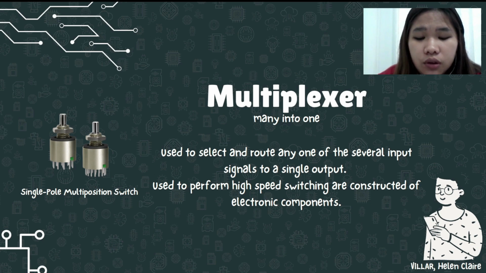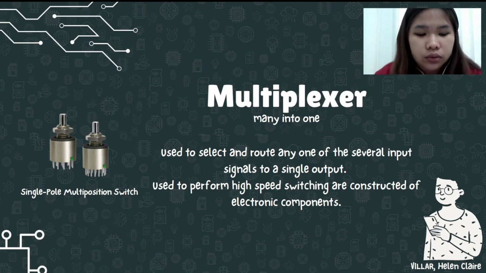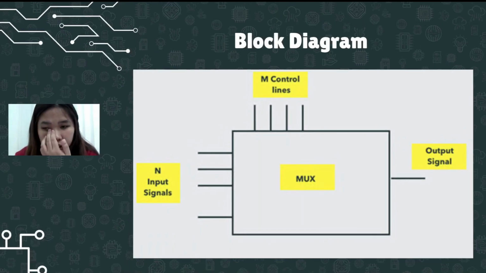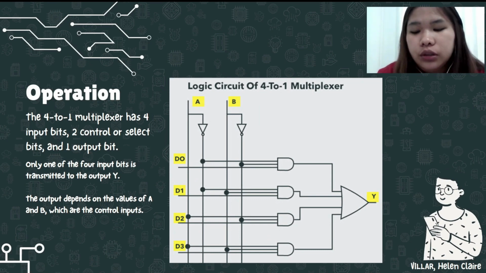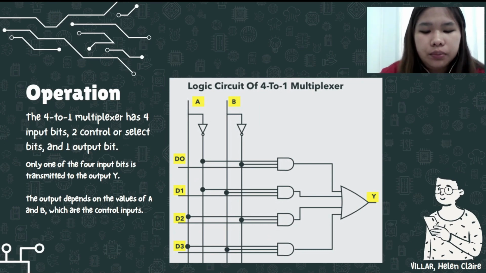Some of the common types of multiplexer are 2 to 1, 4 to 1, 8 to 1, and 16 to 1 multiplexers. So next, this figure shows the general idea of a multiplexer with n input signals, m control signals, and 1 output signal. The 4 to 1 multiplexer has 4 input bits, 2 control or select bits, and 1 output bit. The 4 input bits are D0, D1, D2, and D3.